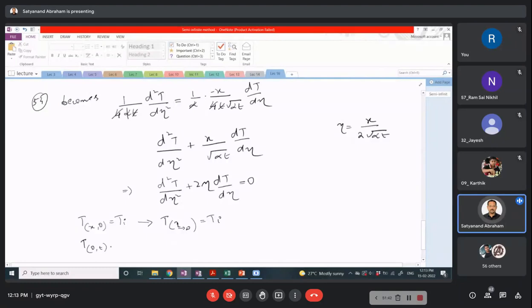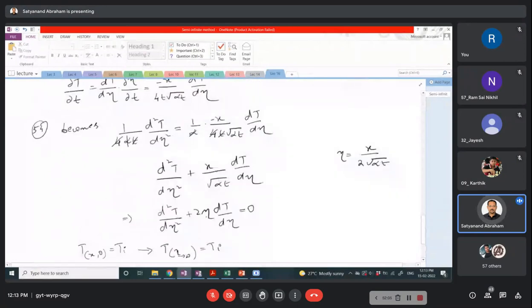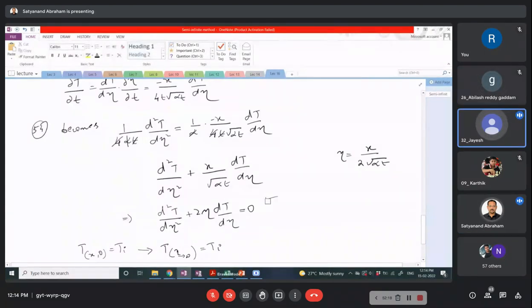And the boundary condition at x is equal to 0, at any time t, is equal to Ts. How can we write that? At x becomes 0, T at any t, so η is going to be equal to 0. So this gives us η is equal to 0, T is equal to Ts. Now, in order to solve this particular equation, how many boundary conditions are required? Two. Two, sir. Yeah, very good.